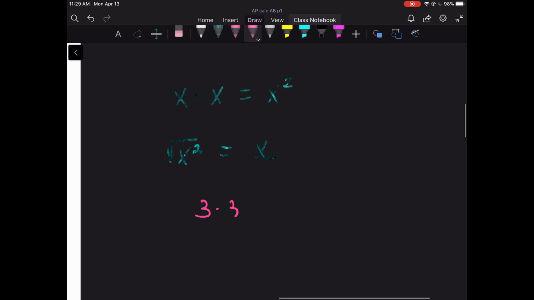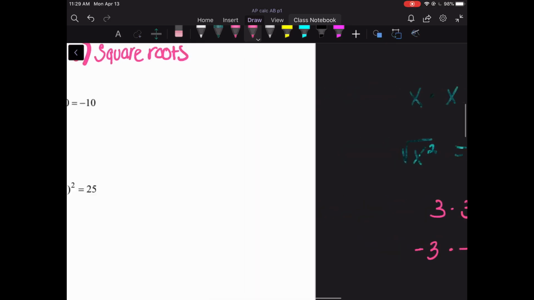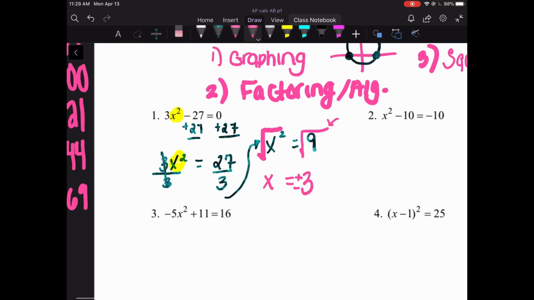3 times 3 gives us positive 9. And negative 3 times negative 3 gives us a positive 9. So we have to incorporate both answers, the plus and the minus.